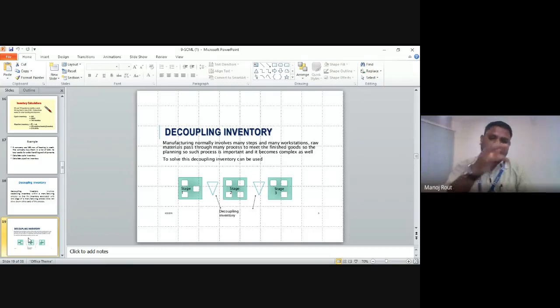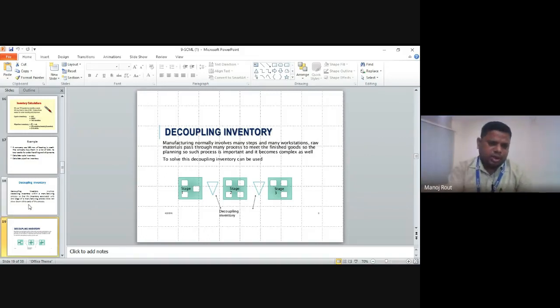Coming to decoupling inventory, manufacturing normally involves many steps and many workstations. The raw material passes through many processes to become the finished good. So the planning of such a process becomes very complex as well. To solve this, you have to implement decoupling inventories. So what is the role of decoupling inventory? It just separates the inventory levels and never affects the other inventories. That is the concept behind it.